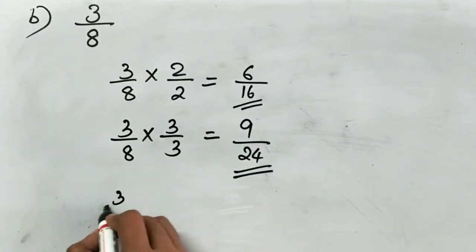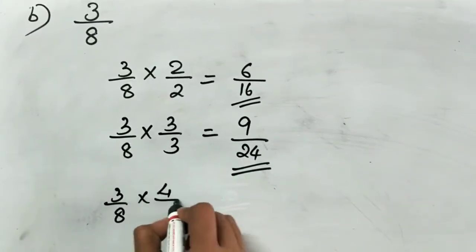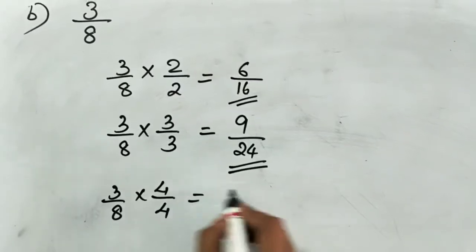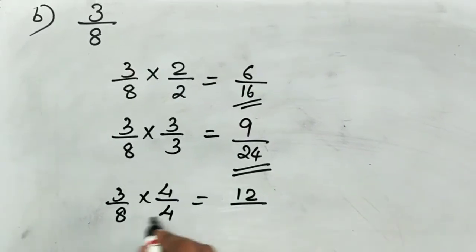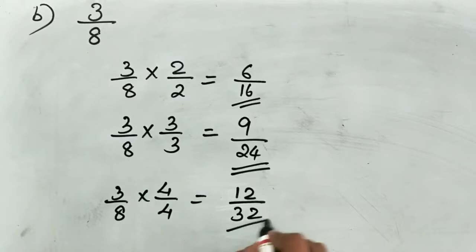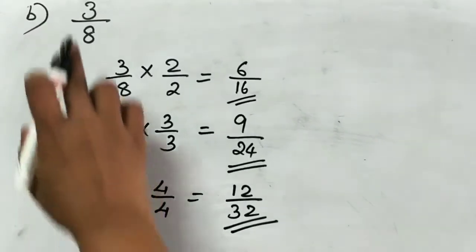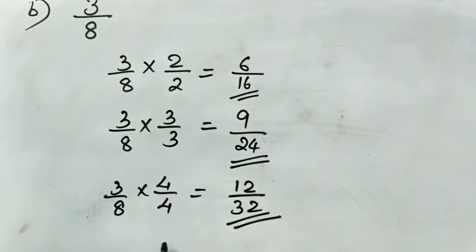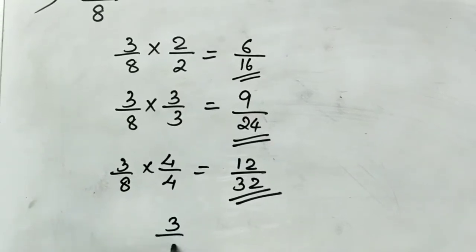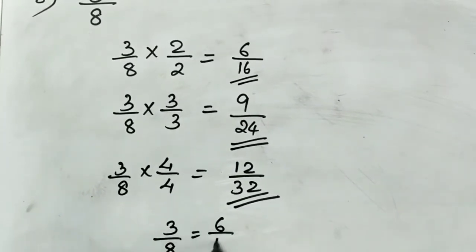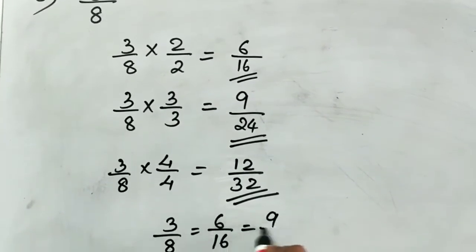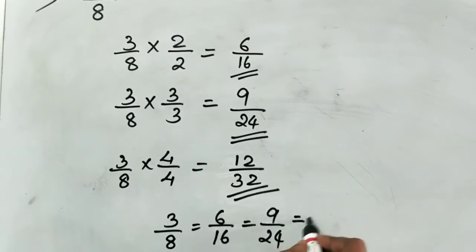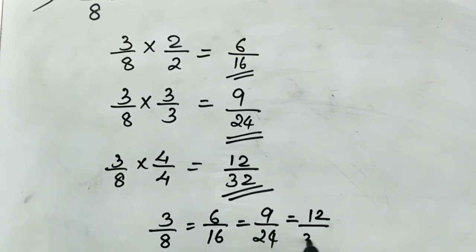Again 3 by 8 into 4 by 4. 3 into 4, 12. 8 into 4, 32. So we got 3 equivalent fractions for 3 by 8. 3 by 8 is equal to 6 by 16 is equal to 9 by 24 is equal to 12 by 32.